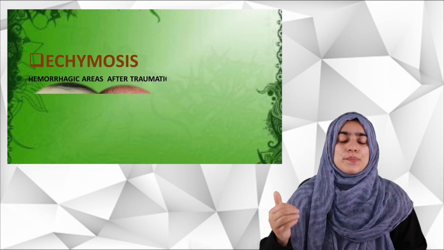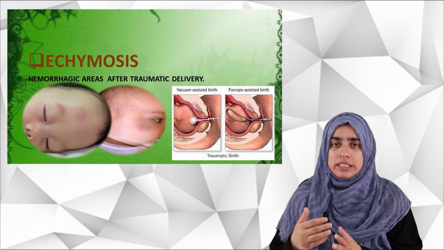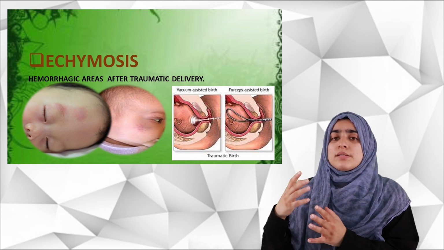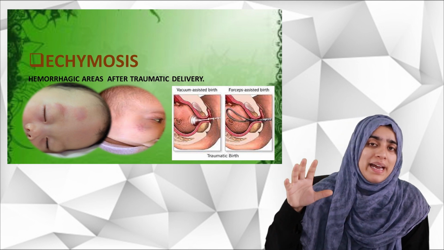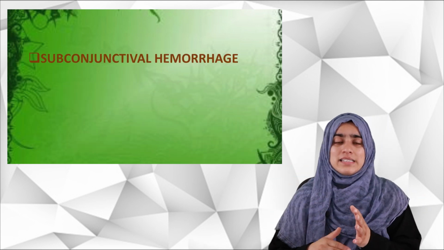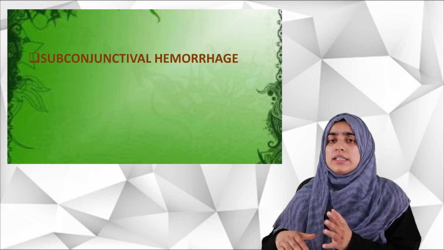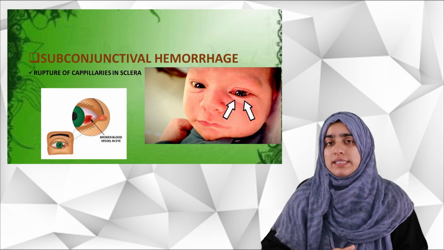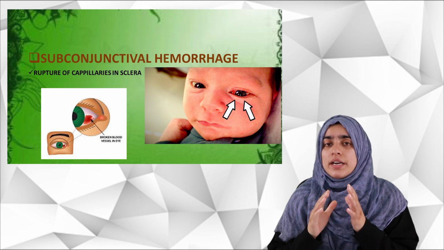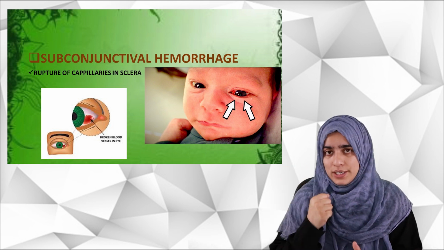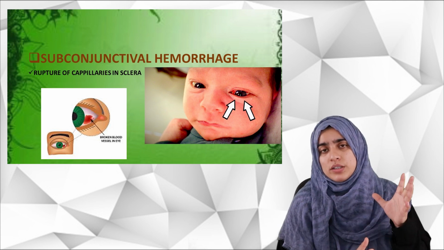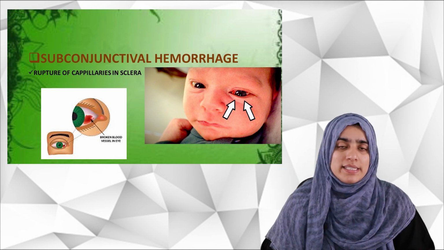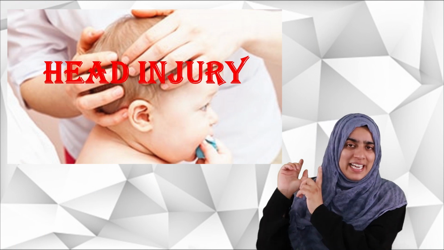Next comes ecchymosis. After any traumatic delivery, if it is not normal, it may cause small hemorrhagic areas or hemorrhagic patches over the body of a child. Next, soft tissue injury may include subconjunctival hemorrhage. That means the rupture of the capillaries present in the sclera, which can occur from pressure on the fetal head during delivery. This may damage the small capillaries present in the sclera of the eye.